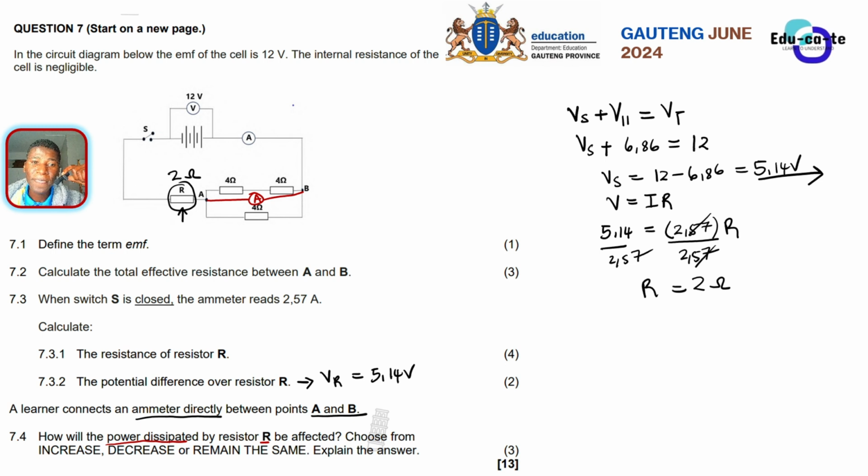So here, what happens when you are connecting an emitter? One thing that you should know about an emitter is that it has got very low resistance. What does this mean? It means that it will actually short circuit this parallel combination. What does the term short circuit mean?